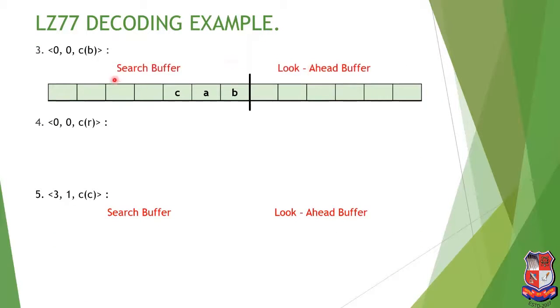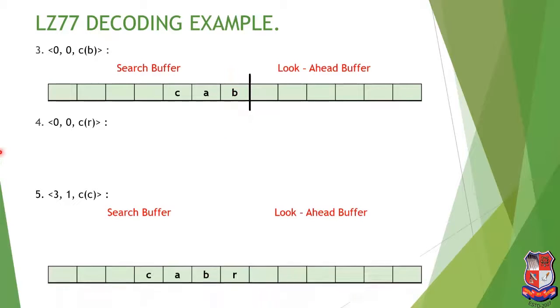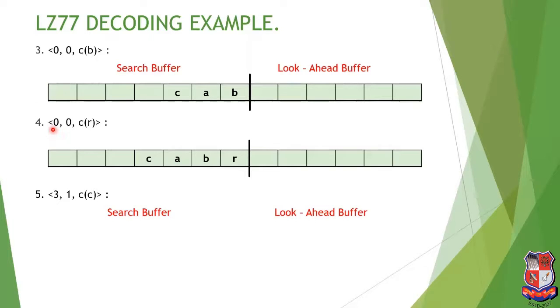This is our look ahead buffer and this is our search buffer. In that, the offset is 0, the length of match is 0 and the code word is C(B). Here also the length of match and offset are both 0, so write down the symbol B into the search buffer. Same as in the next triple, (0, 0, C(R)): the offset and length of match are both 0, so write down the symbol R, the code word being C(R), into the search buffer here.